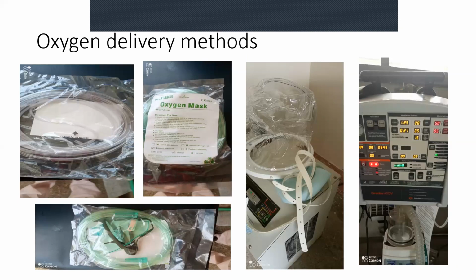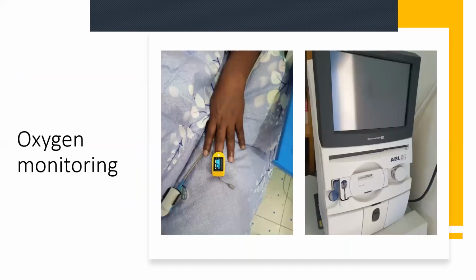You can see the hood there and the shoulder straps. That's the 5th picture. And the final picture is one of the ventilators within the isolation area. For monitoring, we use pulse oximeters, bedside monitors, and the second picture is a picture of our blood gas analyzer, which we use for analyzing blood gas.